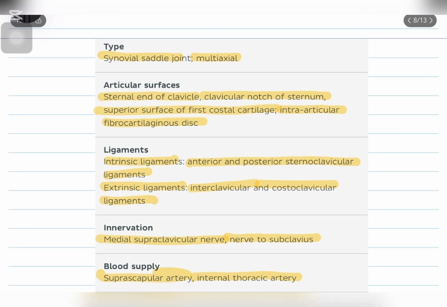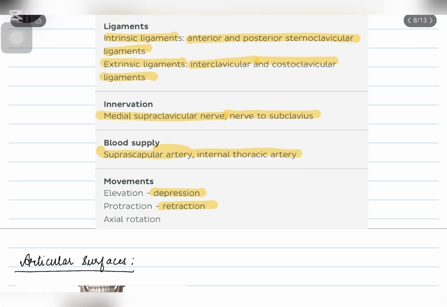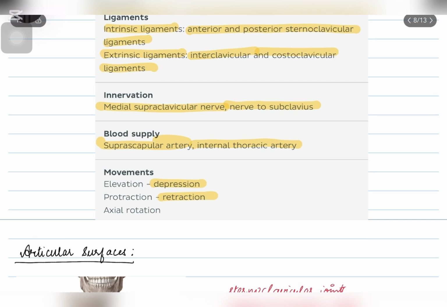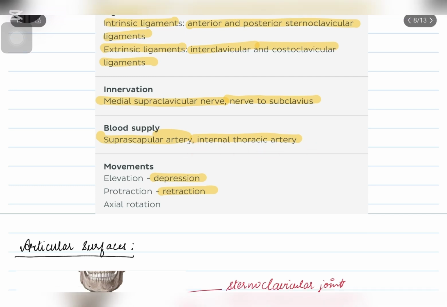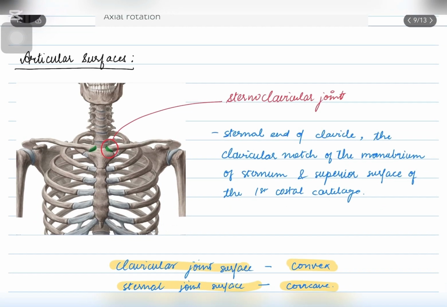Now let's talk about its type. It is a synovial saddle joint, basically multi-axial. About its articular surface, the sternal end of the clavicle attaches with the clavicular notch of the sternum, the superior surface of the first costal cartilage, and an intra-articular fibrocartilaginous disc. The ligaments we'll discuss later. In the innervation, it is the medial supraclavicular nerve and nerve to subclavius, while blood supply is the suprascapular artery as well as the internal thoracic artery. Movements are of 3 types: elevation, protraction, and axial rotation, in which elevation is for depression and protraction is for retraction.